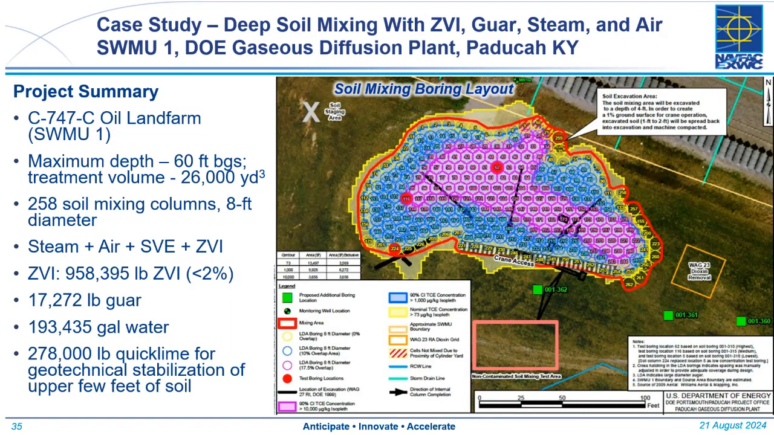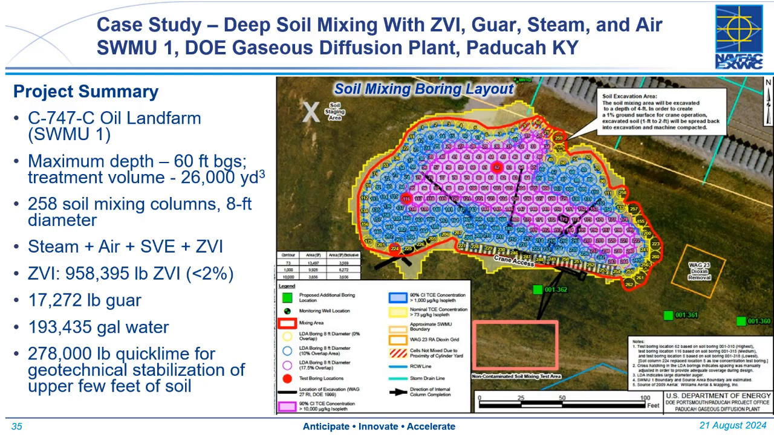This graphic here presents a lot of information, but I think it's worth a look. To summarize what was done out there at SMU-1 at Paducah. So it was a former oil land farm, a maximum treatment depth down to 60 feet. They installed about 258 soil mixing columns of 8-foot diameter.